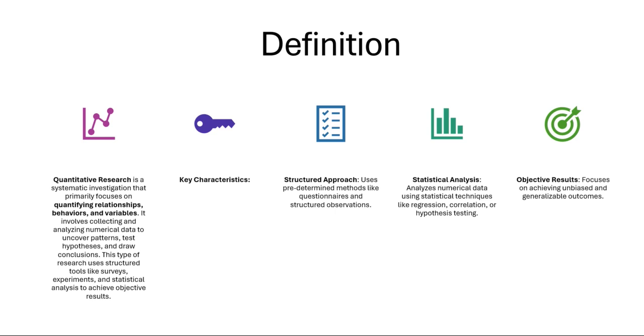Key characteristics of quantitative research are: structured approach. It uses predetermined methods like questionnaires and structured observations. Statistical analysis. It analyzes numerical data using statistical techniques like regression, correlation, or hypothesis testing. Objective results. It focuses on achieving unbiased and generalizable outcomes.